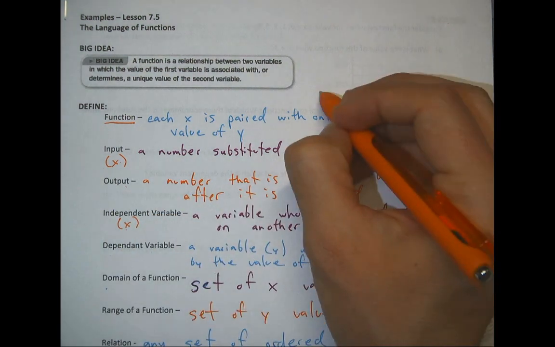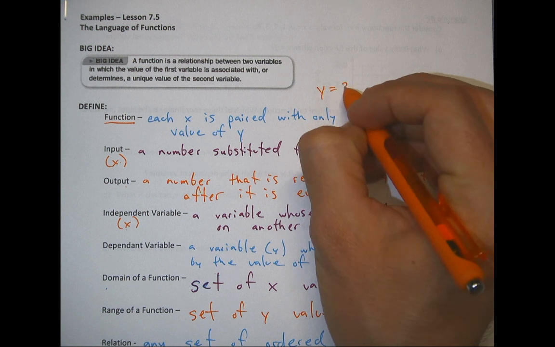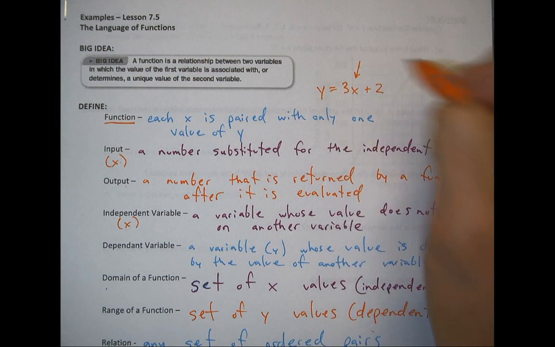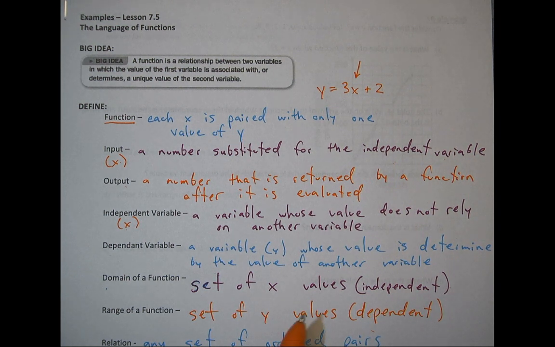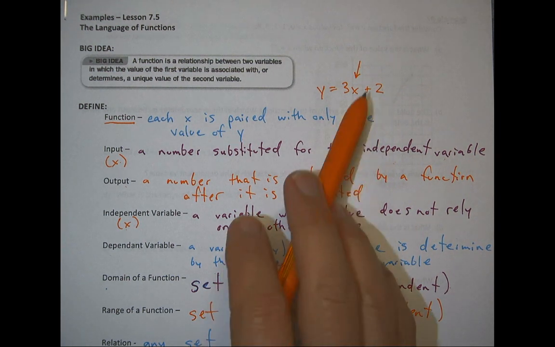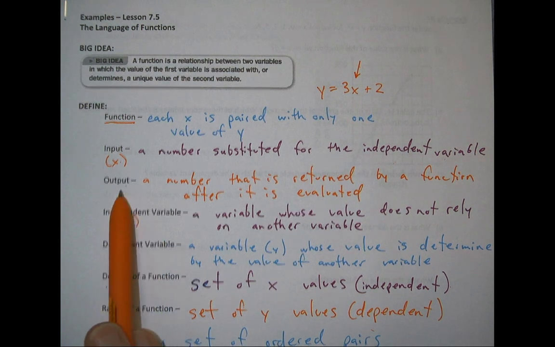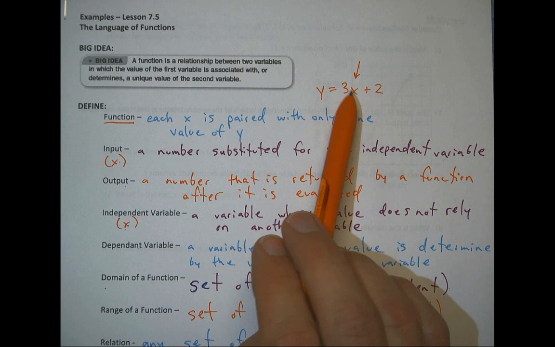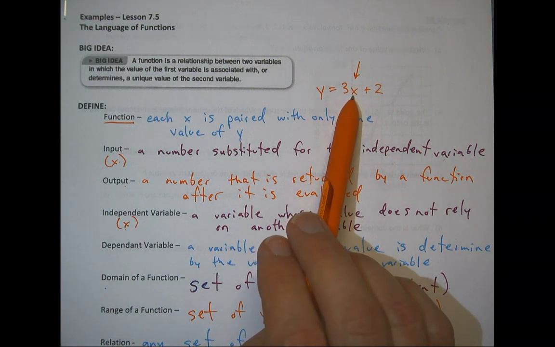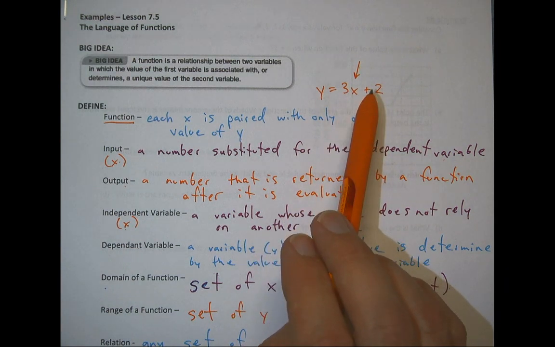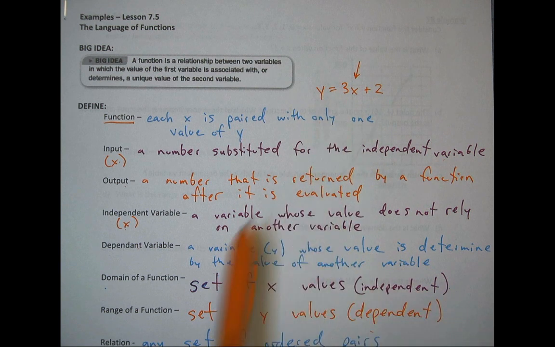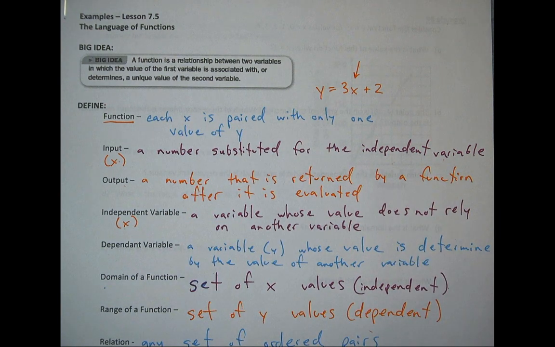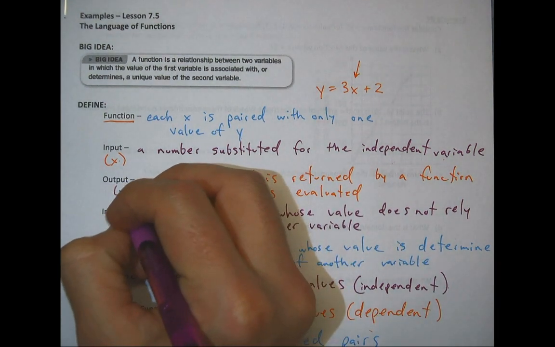If you've got an equation like y equals 3x plus 2, you're inputting for x. That's your independent variable. It doesn't rely on anything. You can put any number you want in. Your output is what's produced, a number that is returned by a function. So you plug in something for x, you plug in an input, and then it creates a number and outputs the y. And so your output traditionally is your y.